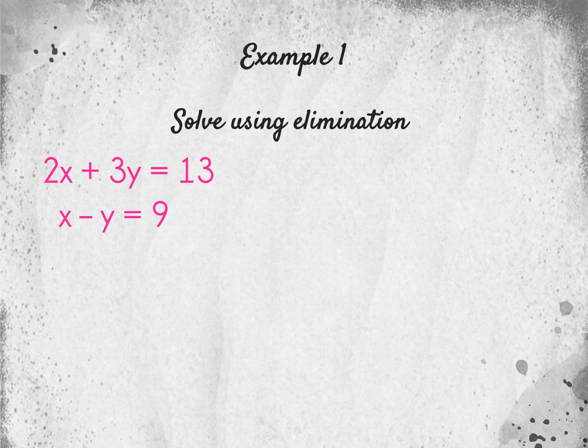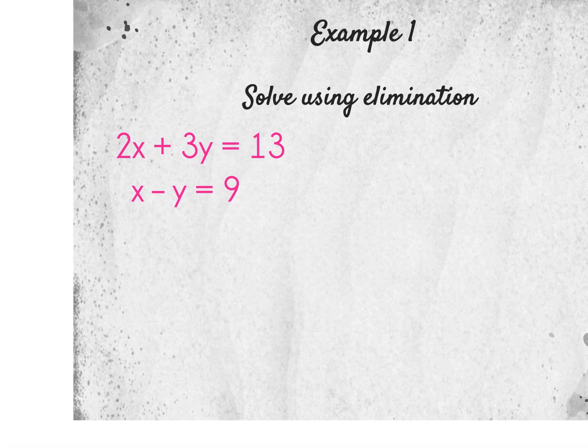So here is our first example. Notice they're both in standard form. It has the x plus the y equals the constant. Now, in order to use the elimination method, I need to decide which variable I want to cancel out. And again, it's totally up to you. I'm going to try to eliminate the x.